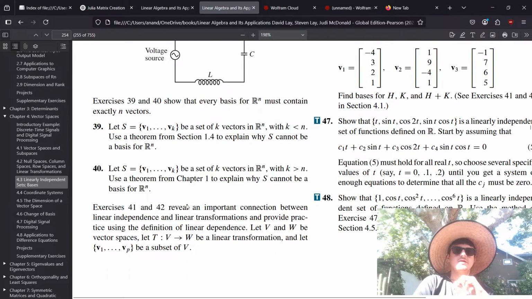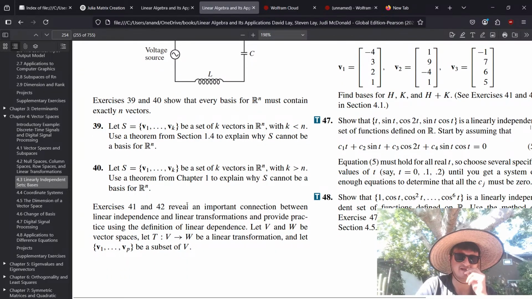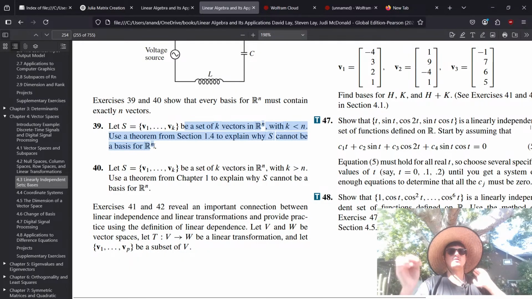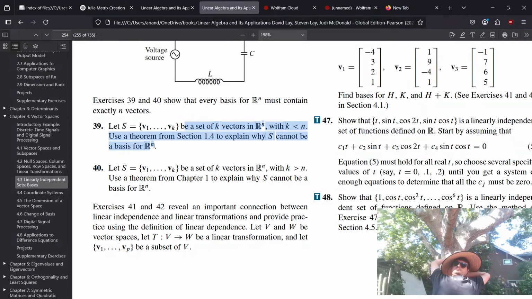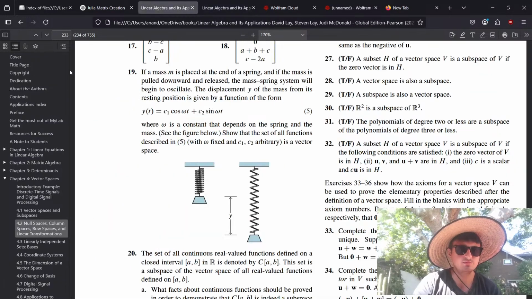All right. Show that every basis for Rn must contain exactly n vectors. Let S equal v1 through vk be a set of k vectors in Rn with k less than n. Use a basis from section 1.4 to explain why S cannot be a basis for Rn. Let's go to section 1.4.